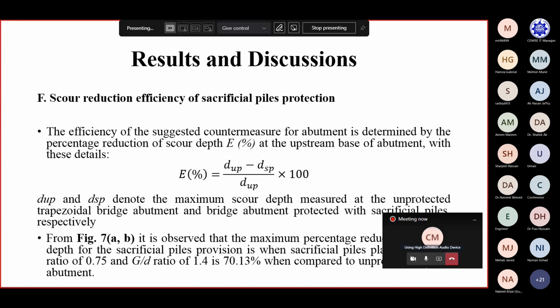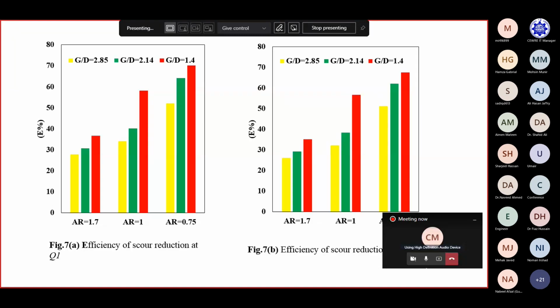Scour reduction efficiency of sacrificial pile protection. The efficiency of the suggested countermeasure for the abutment is determined by the percentage reduction of scour depth at the upstream base of the abutment. E is equal to DUP minus DSP over DUP, multiplied by 100, where DUP denotes the maximum scour depth measured at the unprotected trapezoidal bridge abutment, and DSP denotes the bridge abutment protected with sacrificial piles. From Figure 7a and b, it is observed that the maximum percentage reduction is when sacrificial piles are placed with an aspect ratio of 0.75 and G by D ratio of 1.4. These are the graphs for efficiency of scour reduction at discharge Q1 and at discharge Q2. Scour reduction efficiency increases as we decrease the aspect ratio, and also as we reduce the G by D ratio.